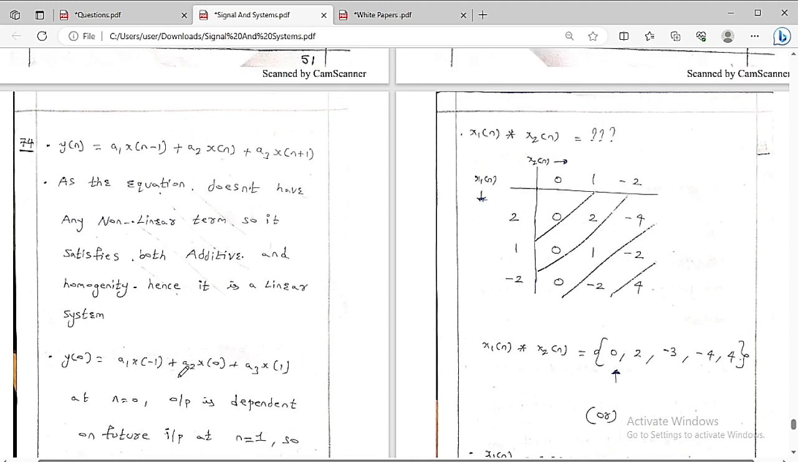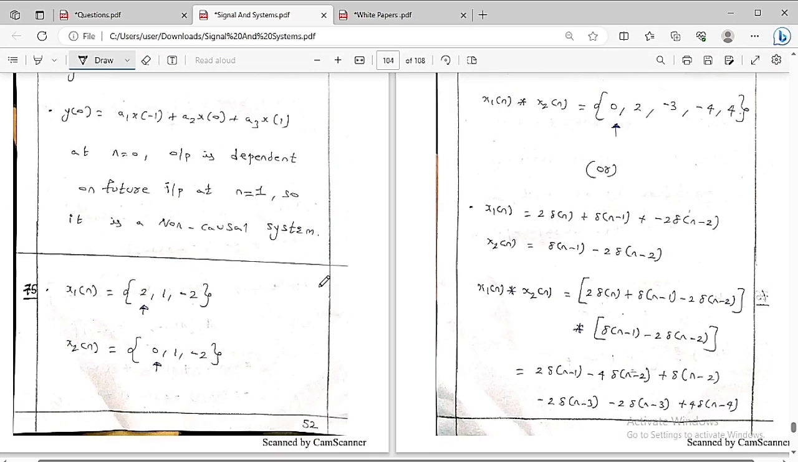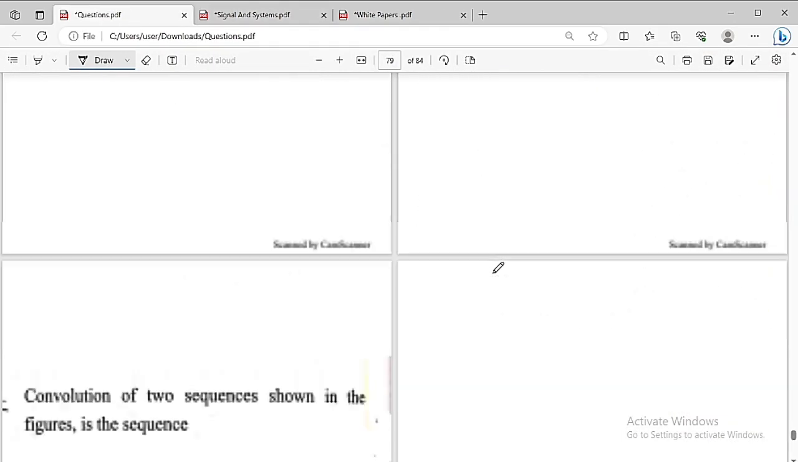So what's the meaning of causal? If the present value of the output is independent of the future values of the input, then we can say the given system is said to be causal. But in this case, as the present value of the output is going to depend upon the future values of the input, we can say the given system is said to be non-causal. So the system is linear as well as non-causal. So this is the correct solution of this question. So let's solve the other question.